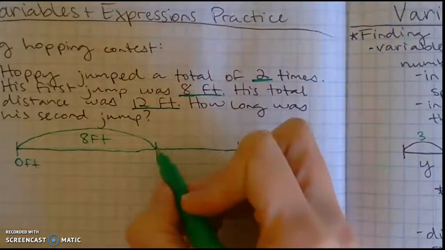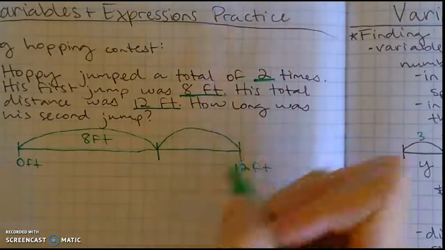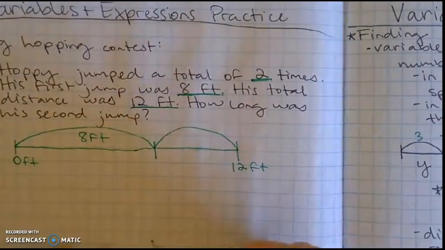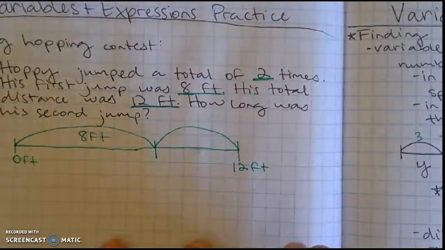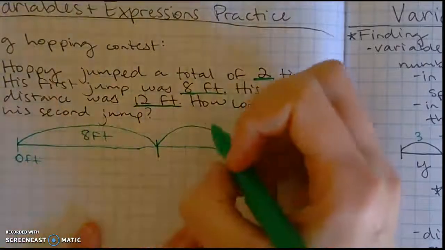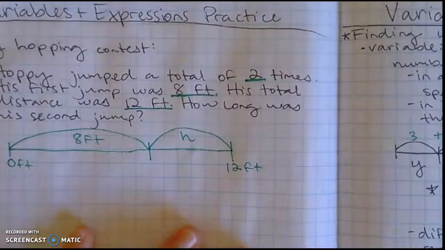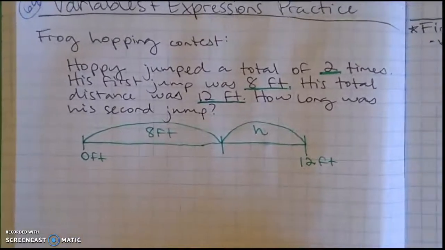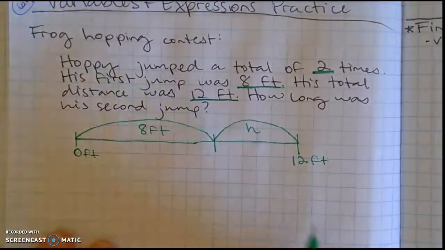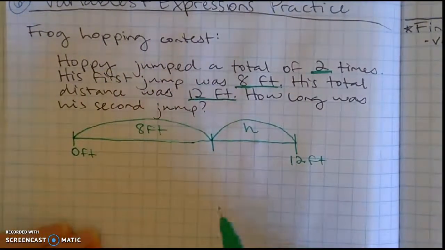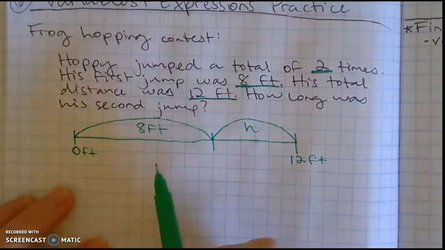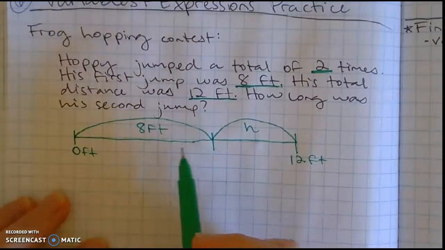And I know that he made a second jump, but since I don't know what it is, I'm going to just use a variable to represent it. And you can pick any letter. So since we're talking about a hop, I'm going to use the letter H, okay? So what I want you to be in the practice of doing is creating an expression or a number sentence for this. An expression doesn't have an answer, but a number sentence does, by the way. But we're not going to talk about that right now. So I'm going to create a number sentence.